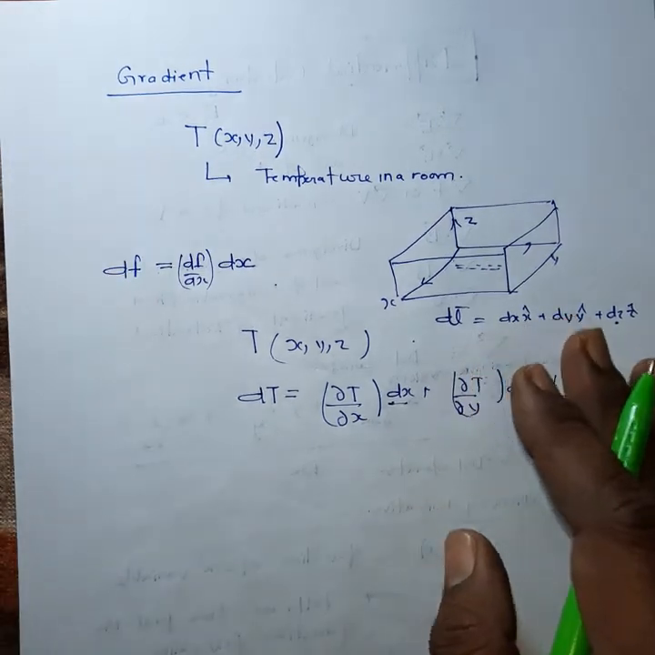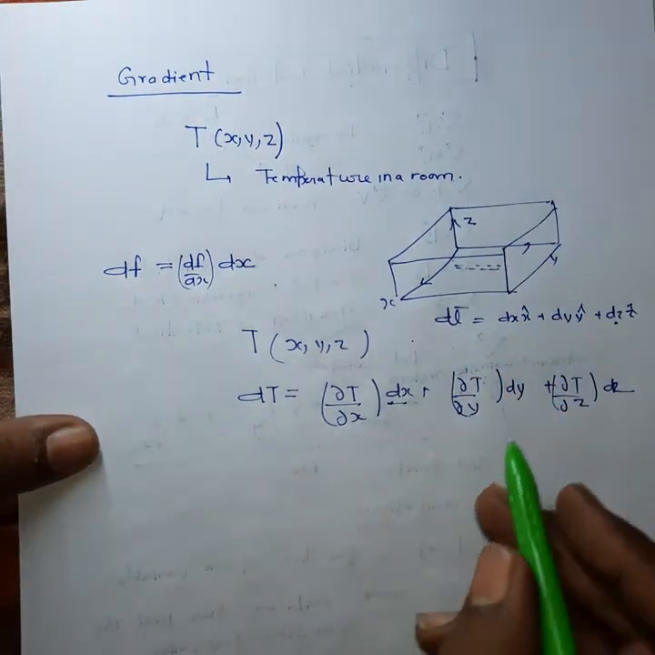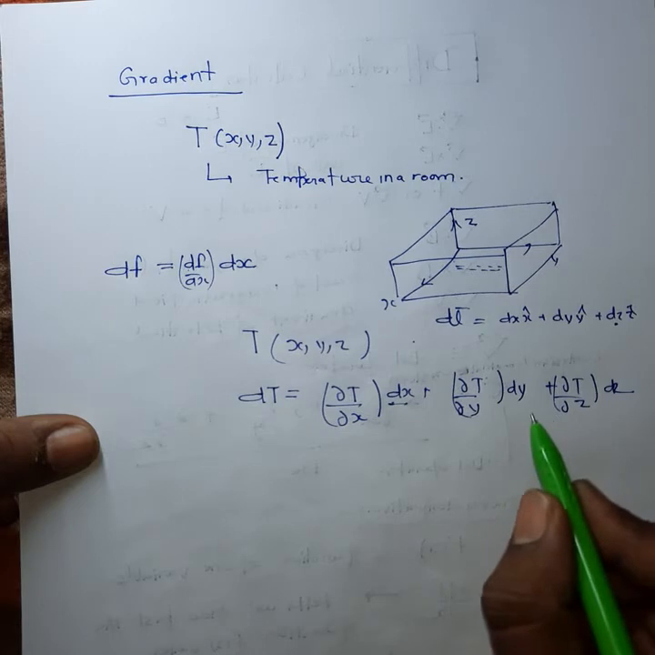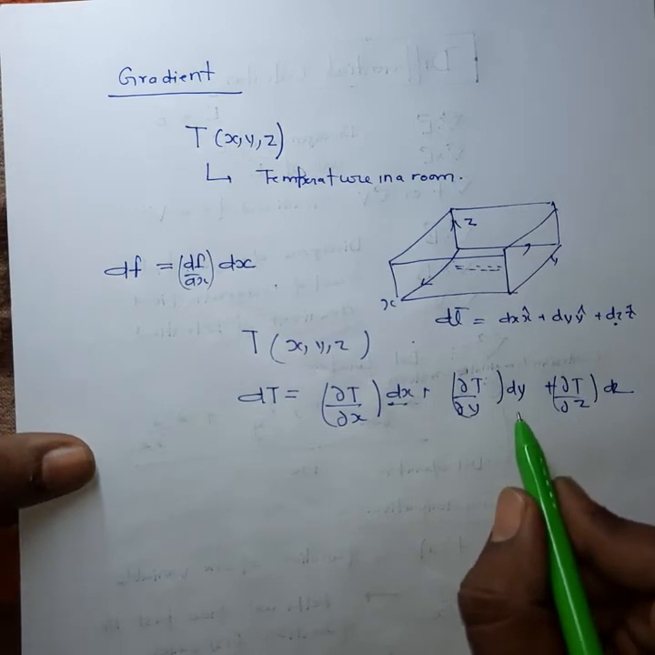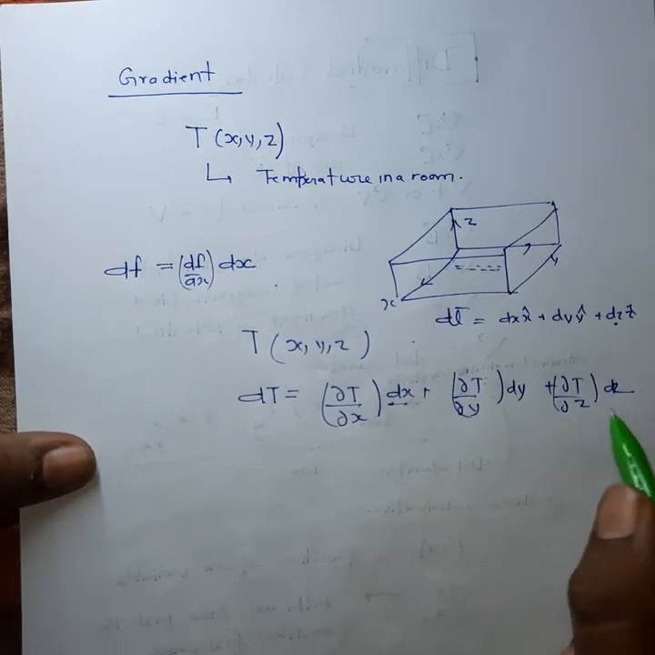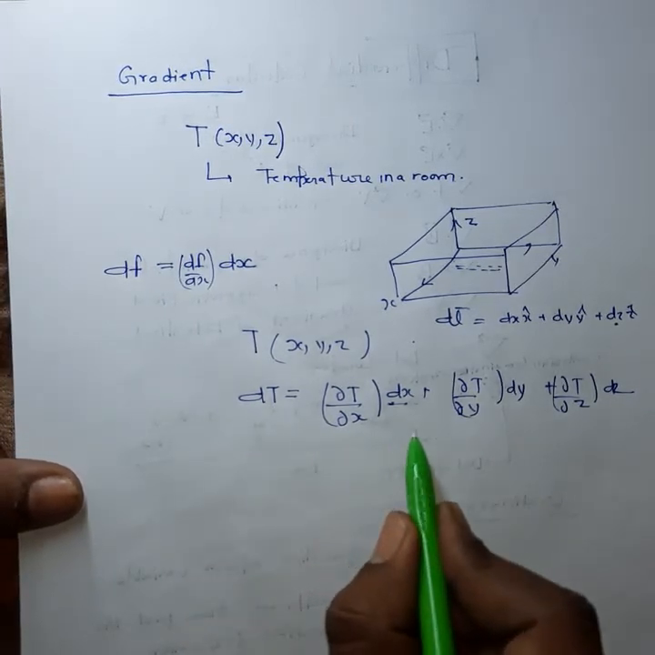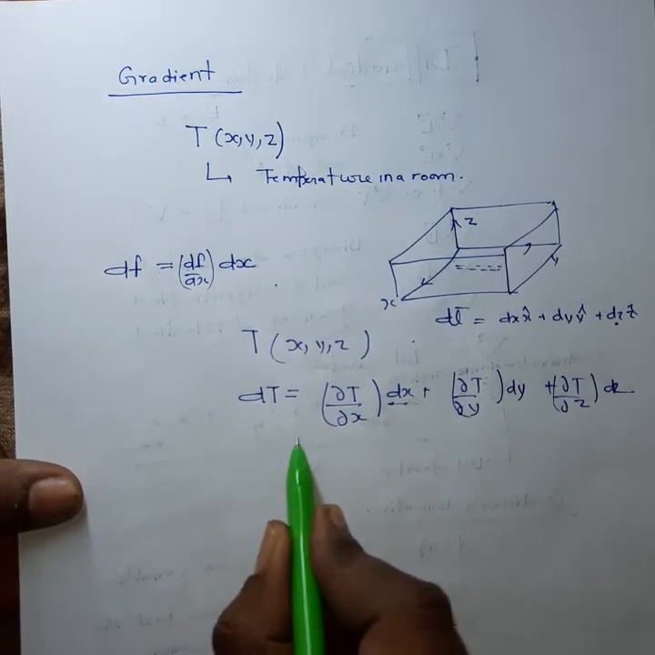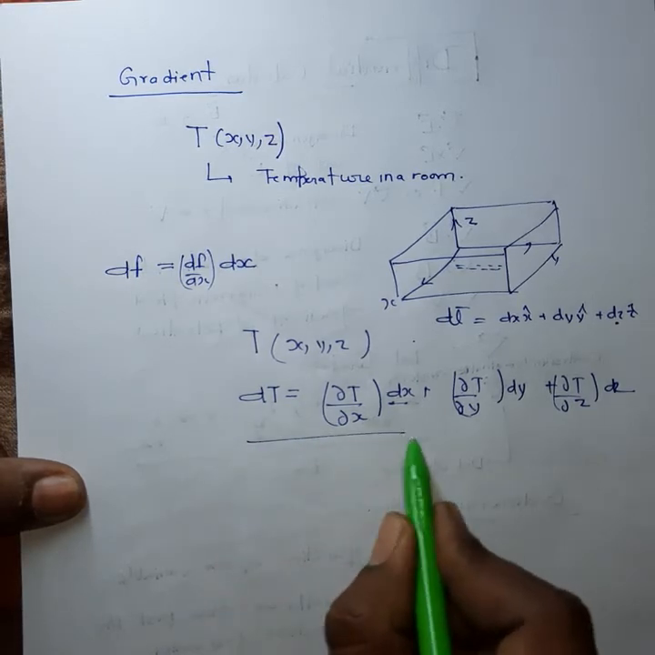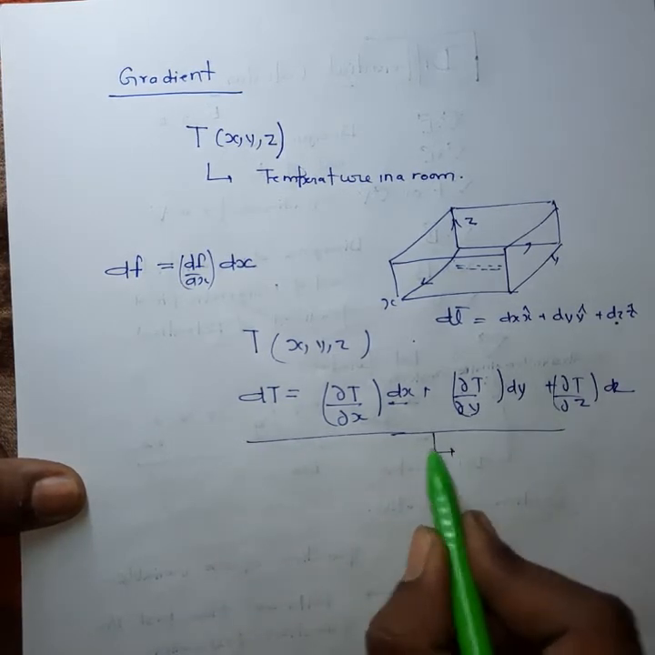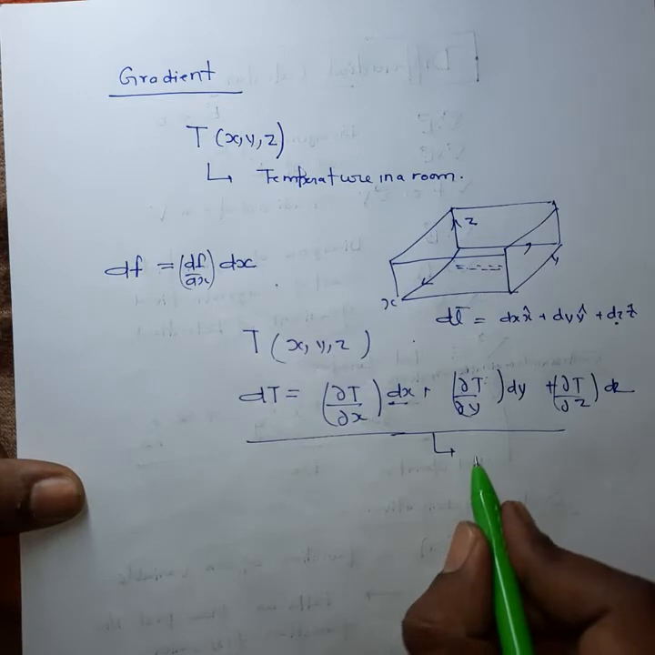But in order to include the other variations, that is, when you move in the y and z dimensions, in that case the change in dT can be expressed by this equation. I have written this in accordance with the theorem of partial derivatives.